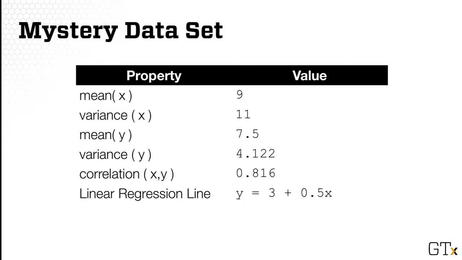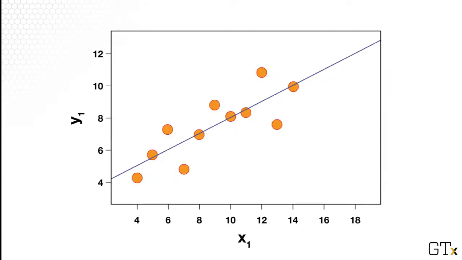And even better, I would do the regression for you. So I'll fit a line through the data, and I'll say the relation between y and x is y equals 3 plus 0.5 of x. So what would this data set look like? Right, would it look like this? So here I'm showing you a scatter plot, plotting x and y.